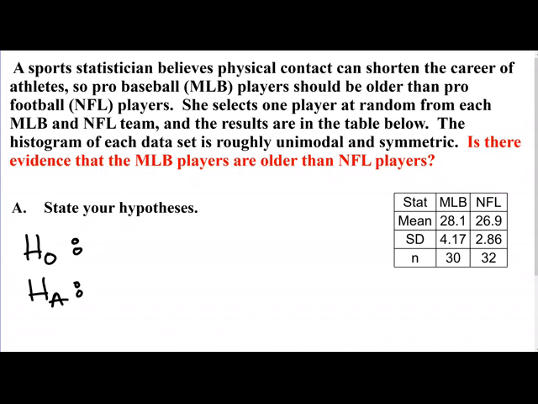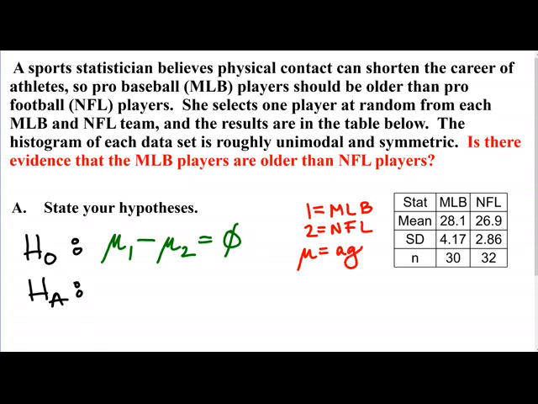So what we're going to say here is, first of all, in terms of our null, that there would be no difference between them. And that means if we took the mean age of all the MLB players and subtracted the mean age of the NFL players, it would be 0. By the way, in case it's not obvious by now, I'm using 1 and 2. So you want to define who's 1 and who's 2, and it depends on how you feel like doing it. I'm going to say 1 is MLB and 2 would be NFL, and then also define mu. So that would be the age.